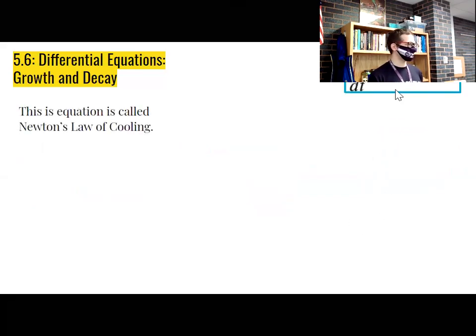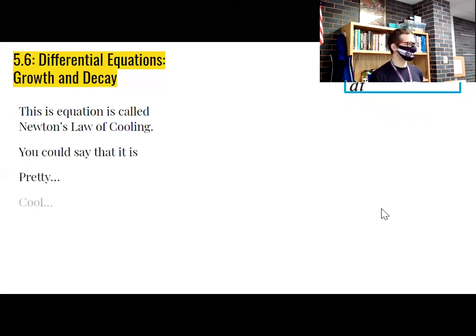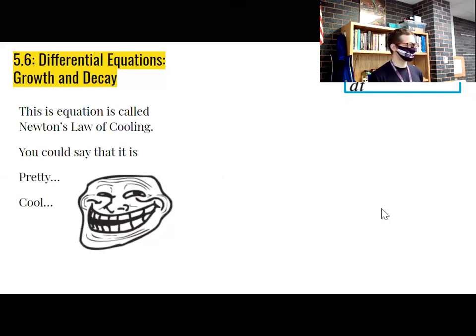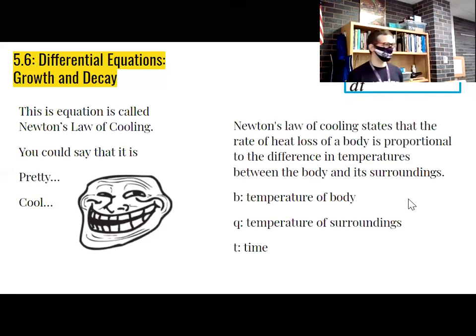Hey, we should probably talk about this one. So this equation is called Newton's law of cooling. You could say that it is pretty cool. So here's a big old statement of what Newton's law of cooling says. It's basically taking that equation and putting it into words, and it's what I was just talking about with coffee. B represents the temperature of the body, Q represents the temperature of the surroundings, and T represents time.